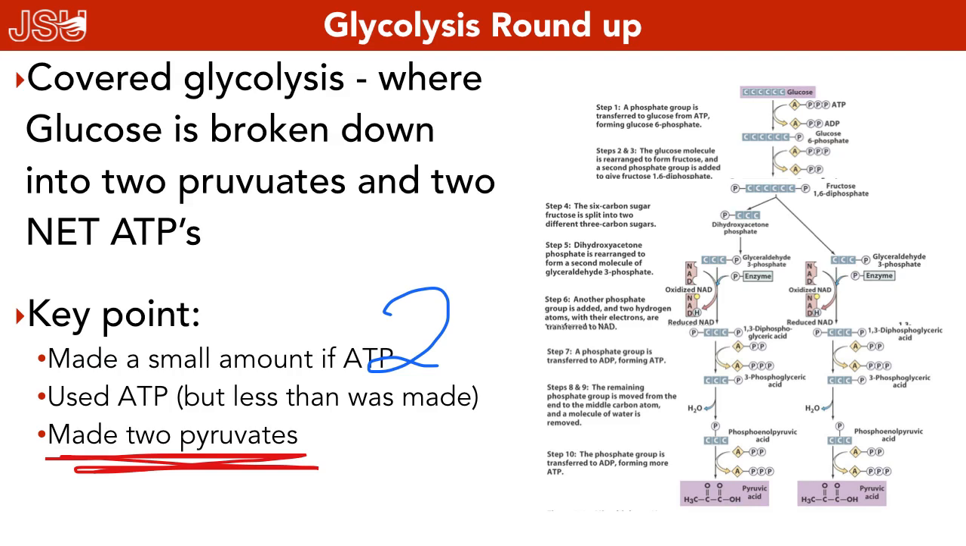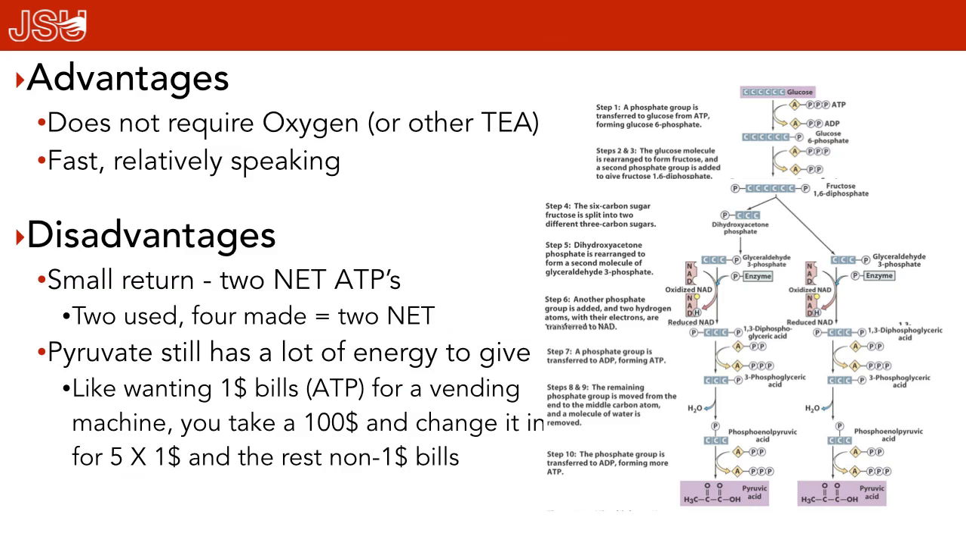So what are some advantages to this? First of all, no oxygen. You go back and look at those diagrams, you're not going to see a single place where oxygen comes into play. We don't need oxygen for that. Two, it's relatively fast. It's happening in the cytoplasm in eukaryotic cells, at a very fast pace. So it's not making a lot of ATP for each reaction, but it can happen fairly fast.